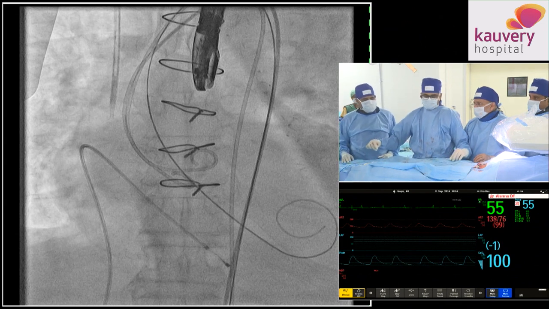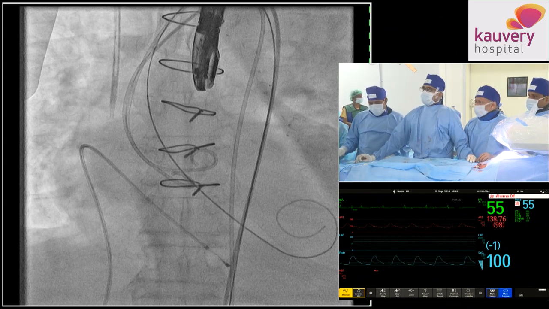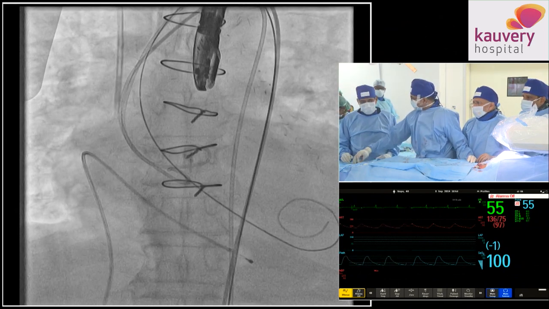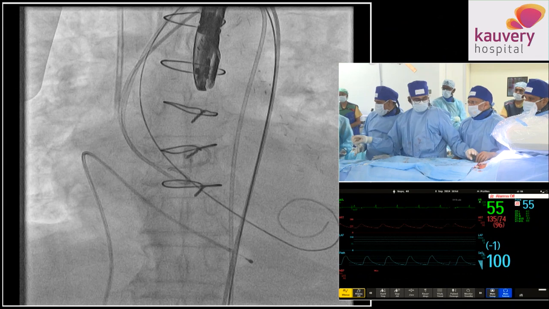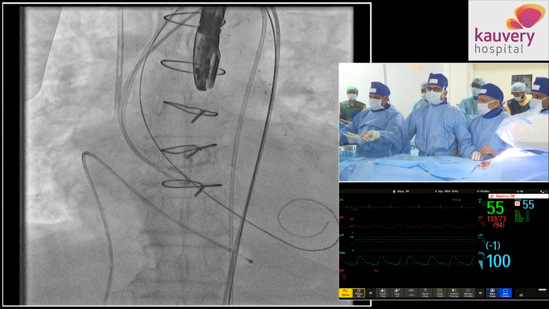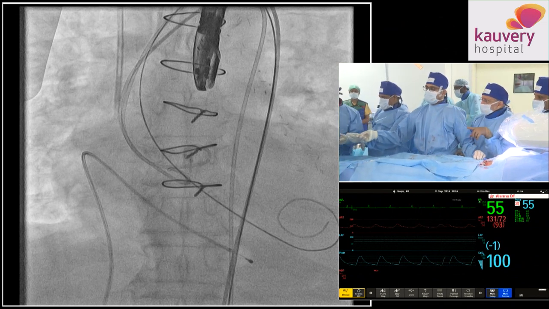You're lucky that he has a Lima. And there are concerns. His sinuses are not very big. Yes, it's only 20, and that's why you can't even put a large valve. So we decided, because it's bicuspid, we can get away with a smaller valve.